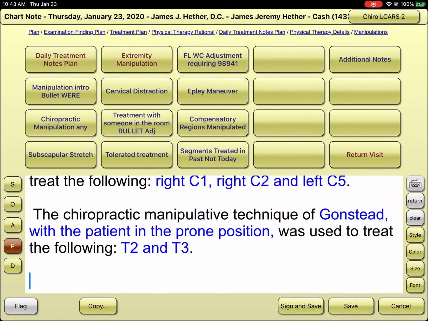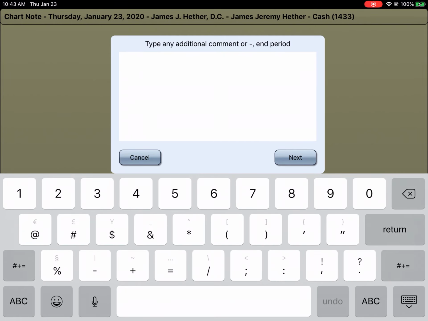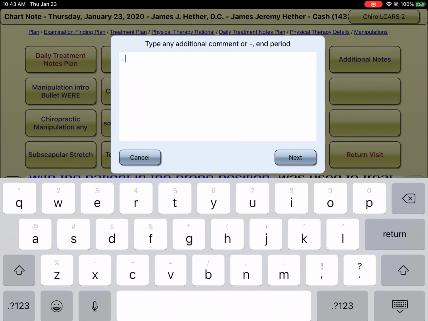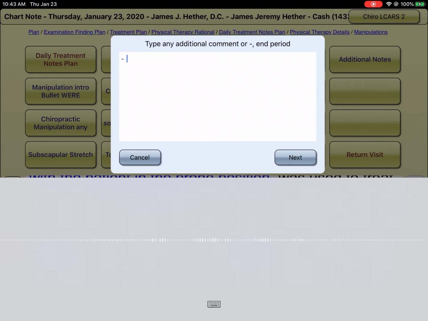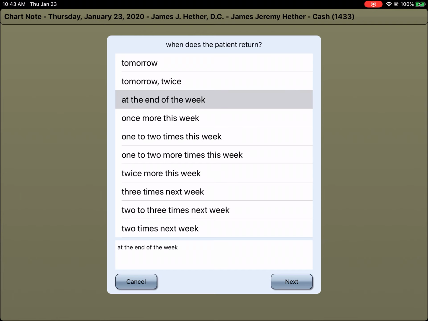How did the patient tolerate treatment? Man, they did really good. So I said they're going to do great. And for here, I put a dash. And the question is, well, why do I add a dash at the end of that? Because let's say the patient on a subsequent visit wanted to say, Doc, my headache went away right away. I can go to here, hit that little dash, and put down a comment to their toleration of the treatment just at that point. I want the person to come back once more this week.